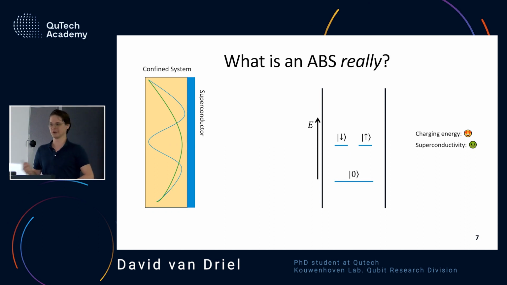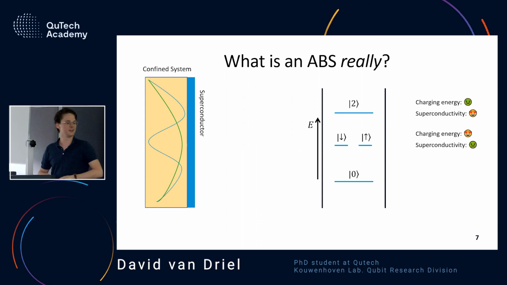Why? Superconductivity wants Cooper pairs. It wants even numbers of electrons, and here's a state with an odd number. Not good. Charging energy, meanwhile, sees only one electron. So no second electron, no Coulomb effects, just great. And if you go to the 2 occupation, it's obvious. The opposite happens. I mean, charging energy hates it because you have to pay an electrostatic energy to add electrons, but superconductivity really doesn't care. It just makes another Cooper pair.